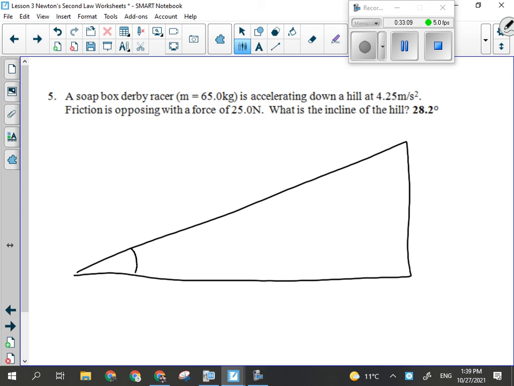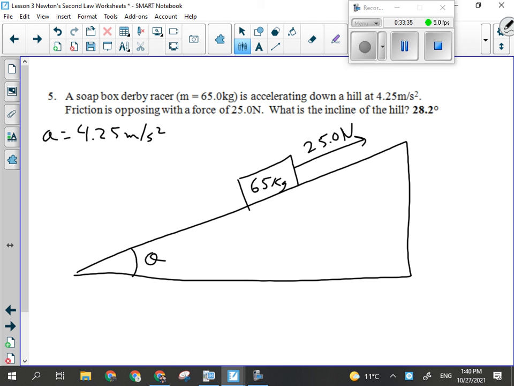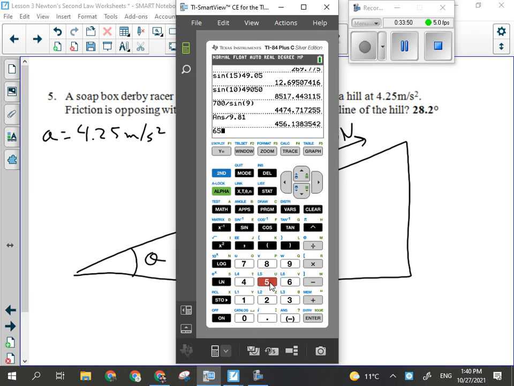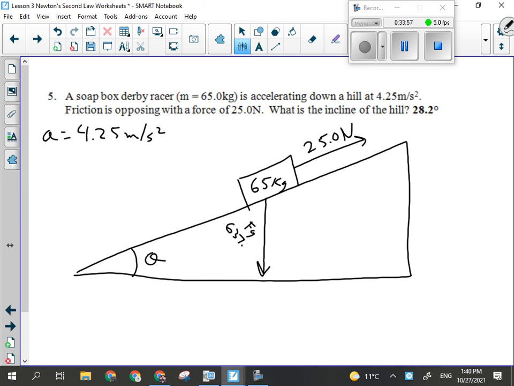So we have to find the angle of the ramp, or the hill in this case. What we know is that the mass of the cart and rider is 65 kilograms. We know that their acceleration is 4.25 meters per second squared down the hill, and we know that friction is opposing with 25.0 newtons. What can I find right now that will be helpful? Yep, force of gravity is probably something I should find because it's part of this internal triangle. So Fg will be 65 times 9.81, which is 637.65 newtons.